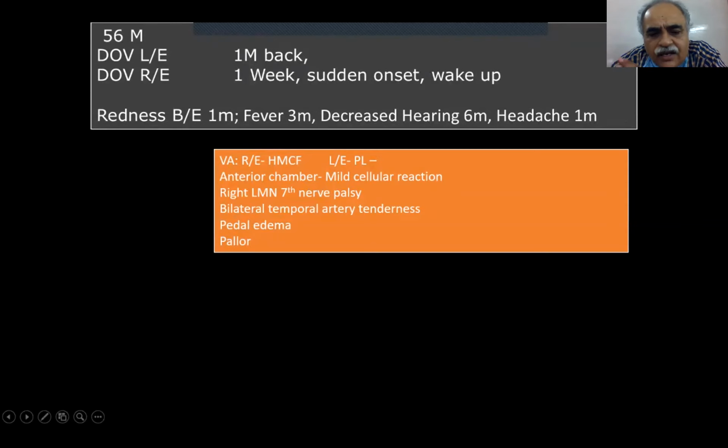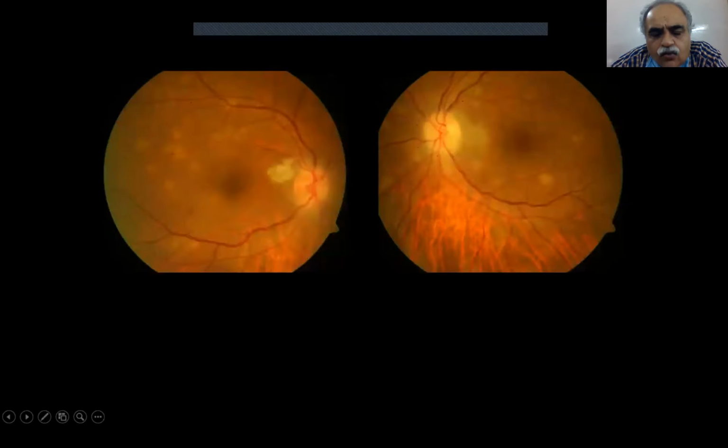The previous speaker very characteristically told us about an ultrasound to be done in such patients. But in addition, this patient has pallor and pedal edema. So when you have pallor, pedal edema, bilateral temporal artery tenderness, and fever with visual loss, you are clearly looking at a systemic vasculitis. So what do we have when you look at the fundus? You are having bilateral disc edema. Notice very carefully that this is pale disc edema.